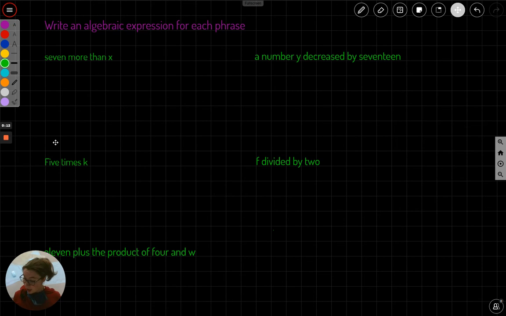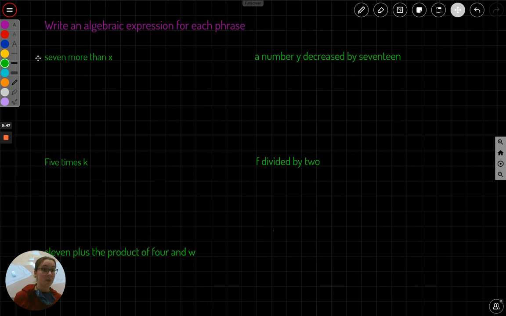If you didn't catch it earlier, an algebraic expression is a mathematical expression, which is just a number sentence, which contains numbers, operations, such as plus, minus, multiplication, and division, and variables, which are letters that stand for numbers. Now, the difference between an expression and an equation is that an expression does not contain an equal sign. An equal sign would make it an equation. Equations have equals, expressions don't. So we're going to be writing expressions for these phrases here.